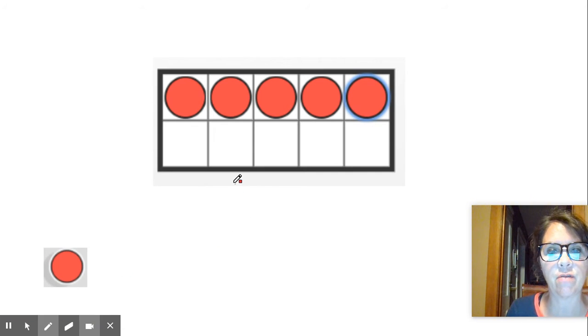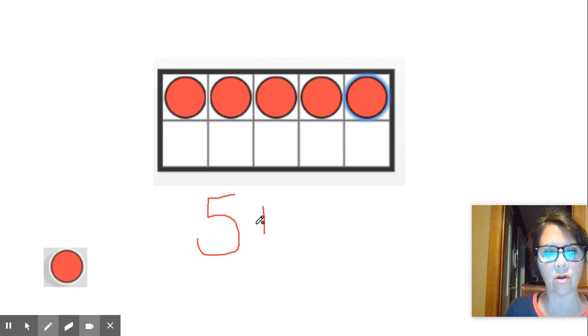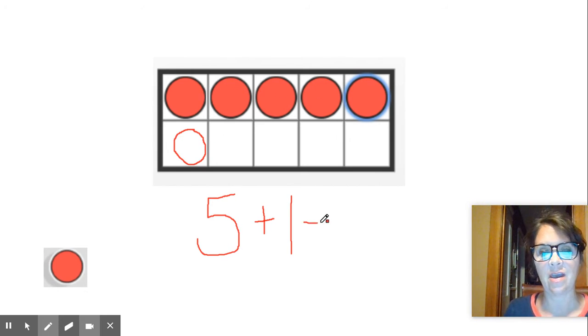Let's see how many I have right now. I have 1, 2, 3, 4, 5. So I'm starting with 5. Okay, and let's say that I get one more. So I'm going to add 1. And I'm actually just going to draw one more in here. Okay, let's see how many I have now. Let's count them. 1, 2, 3, 4, 5, 6. Now I have 6. One more than 5 is 6.